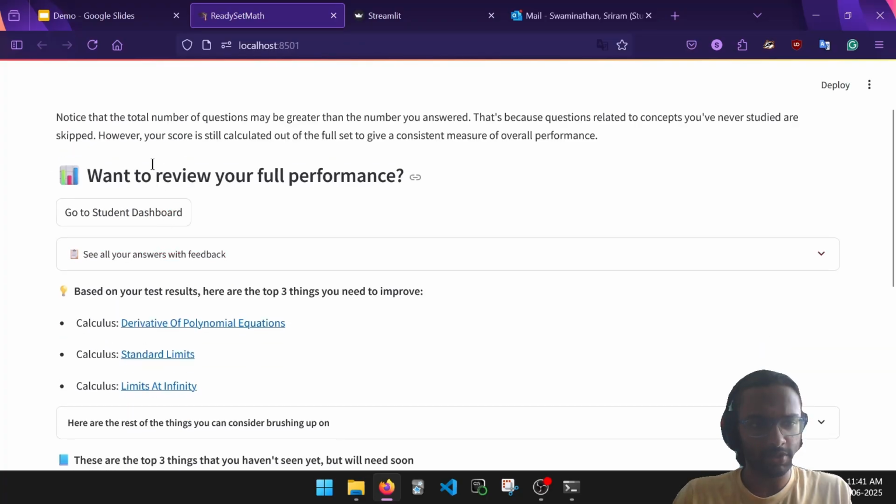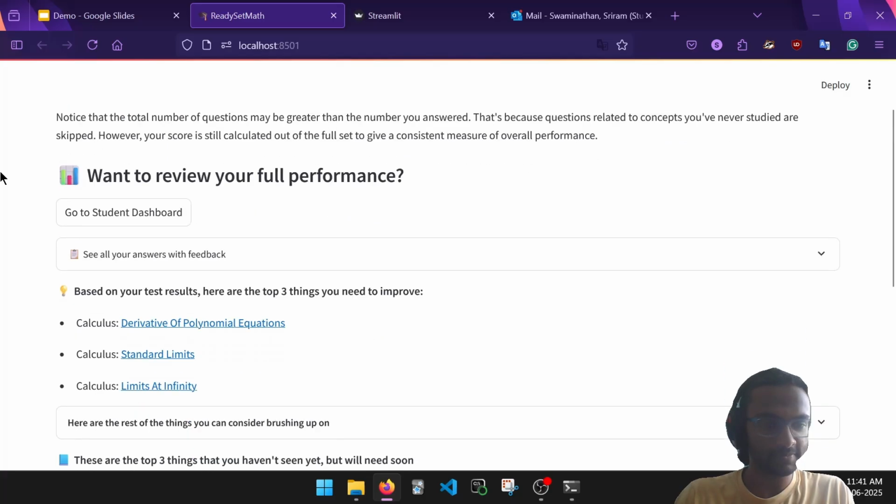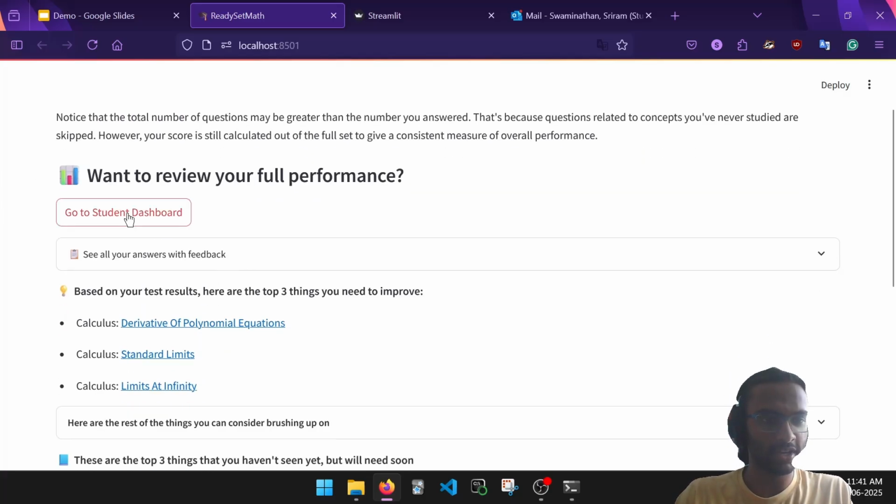Besides this, I also see my score and I get 2 sets of recommendations. One for things that I've seen but need to improve, and the second for things that I haven't seen but will need soon in my course. Among other things, I was responsible for designing the logic for this recommendation algorithm. But stats are boring, so let's look at some visuals.